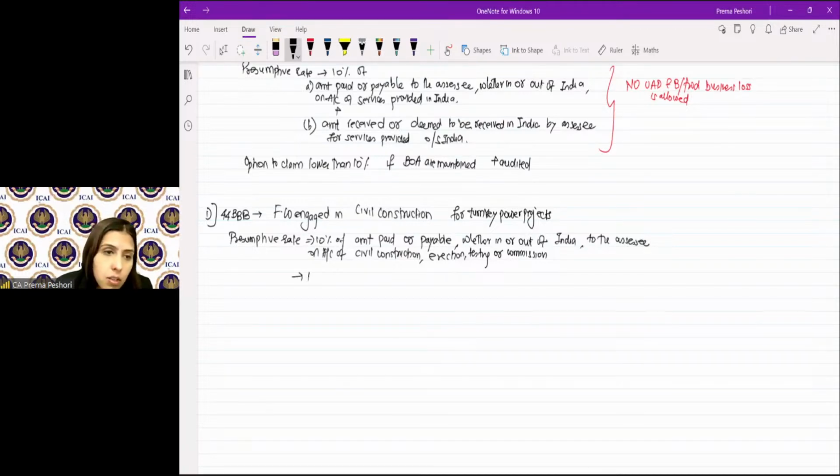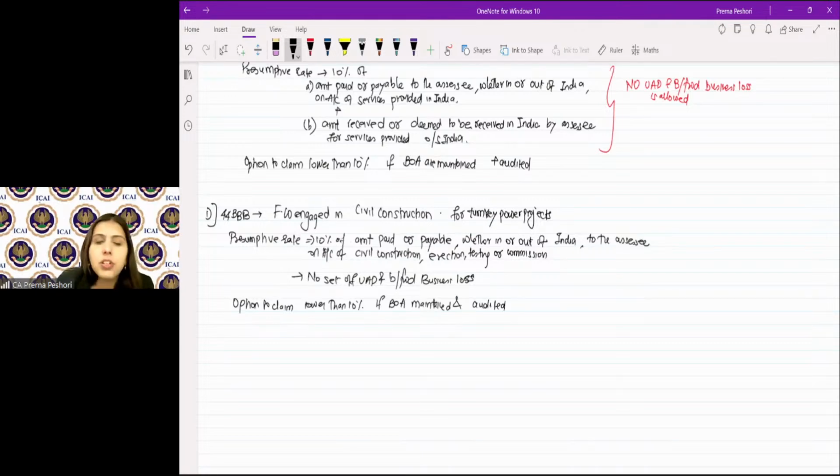Again, here, no set off of UAD and brought forward business loss. Here also there is an option to claim lower than 10% by maintaining the books of accounts and getting the books of accounts audited. If books of accounts are maintained and audited, students, so this is your presumptive taxation for the non-resident. Yes. Any doubt, any questions?